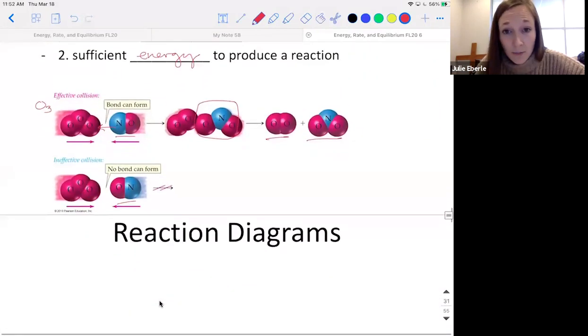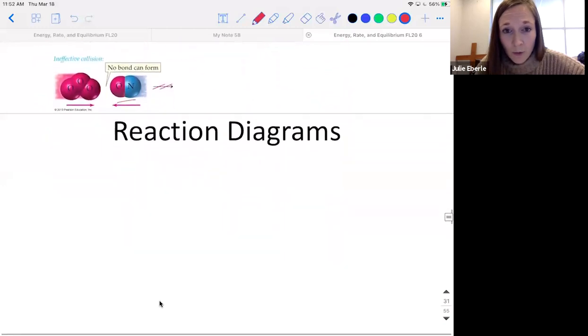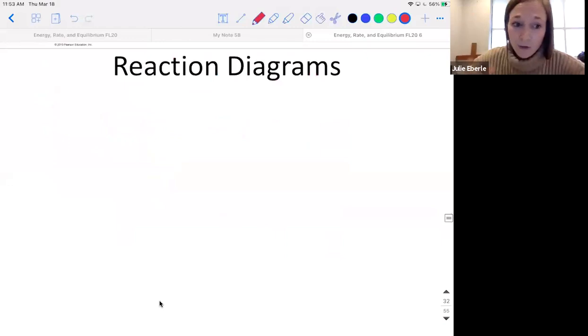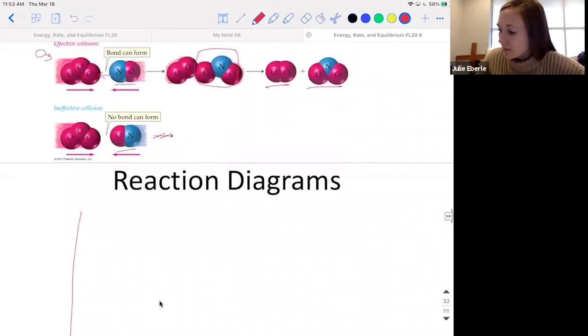Now, the sufficient energy part, I'm going to explain a little bit more with something called a reaction diagram. So I want you to draw this out with me. You are going to have to either draw or label or pull information out of reaction diagrams on the exam. So draw this with me. Oh, Kai says, can you go back up?